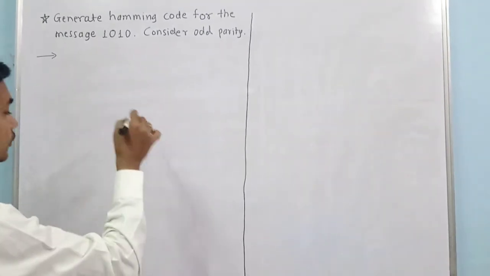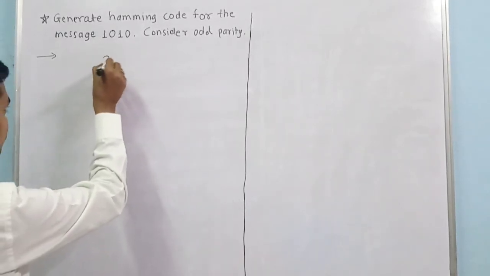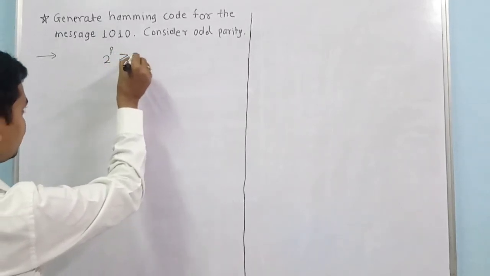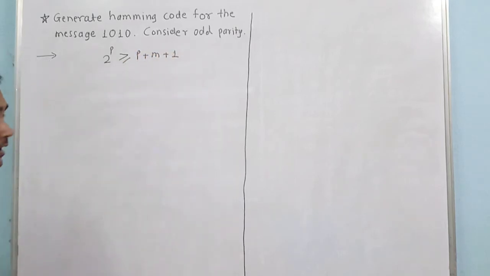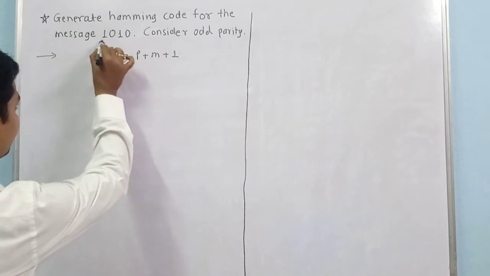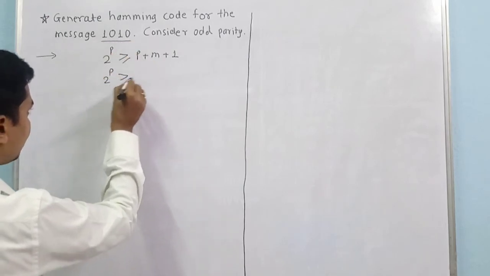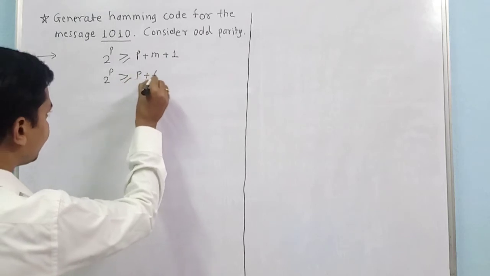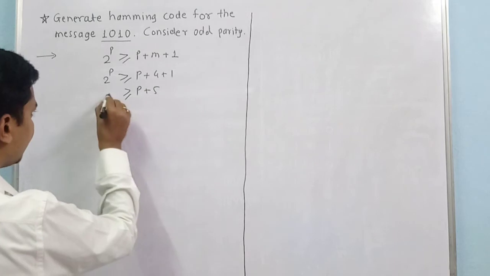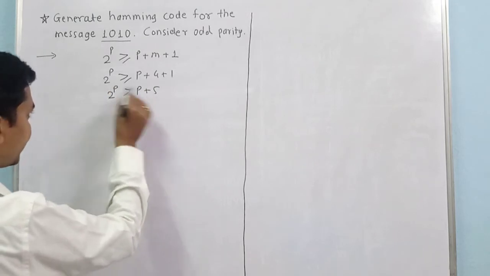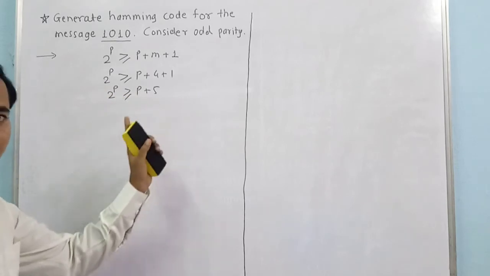So we know that to form the Hamming code, there is one equation, that is 2 raised to p greater than or equal to p plus m plus 1, right? So here the message bits given are 4 bits. Okay, so 2 raised to p greater than or equal to p plus 4 plus 1. So to satisfy this equation, how many bits are needed? That means we have to find out the value of p.